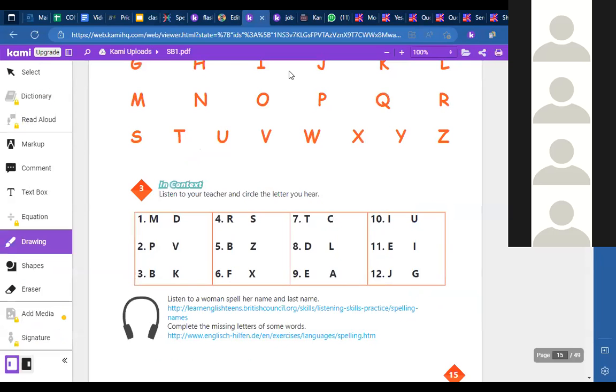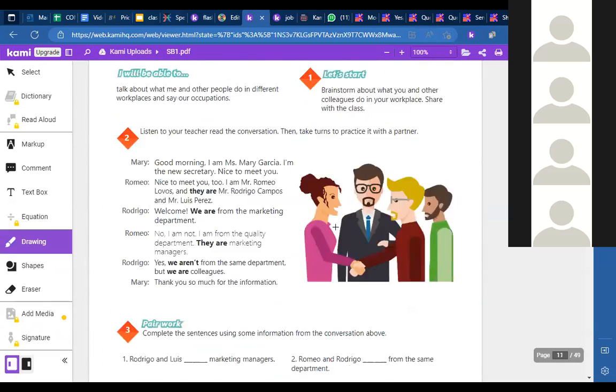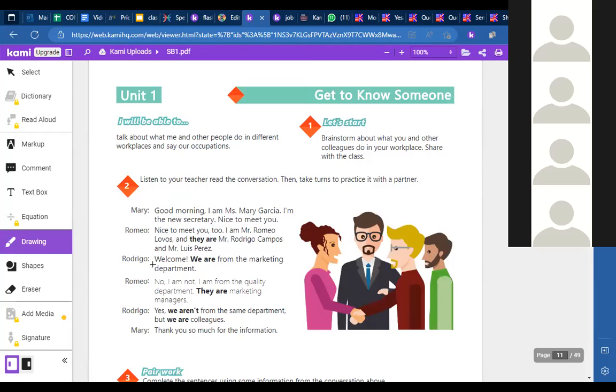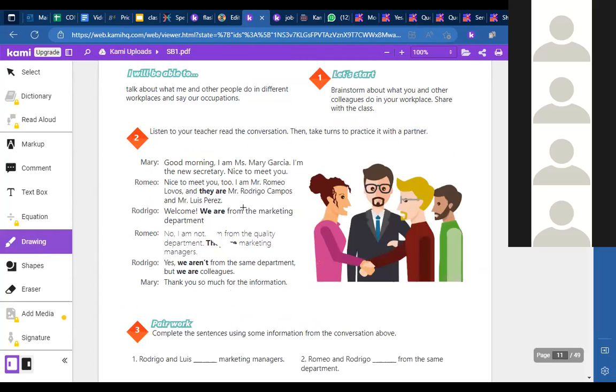Practicar conversaciones. Page 11, it's right here, page 11, this conversation. Si tienen duda de alguna pronunciación, pueden utilizar Google Translator, solamente para escuchar la pronunciación, o si quieren también traducir alguna palabra, no necesariamente traducir toda la conversación. El propósito es practicar la pronunciación de las palabras. Ese es el propósito, no traducirla, sino practicar la pronunciación.